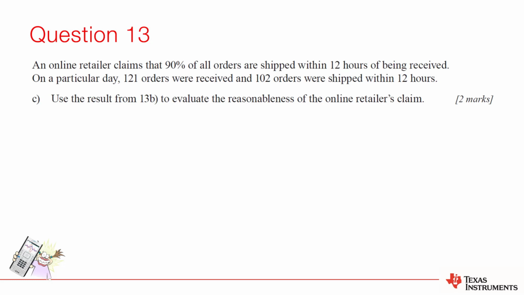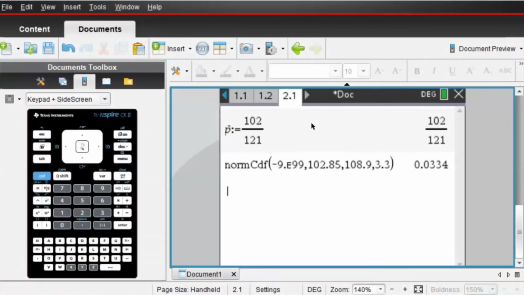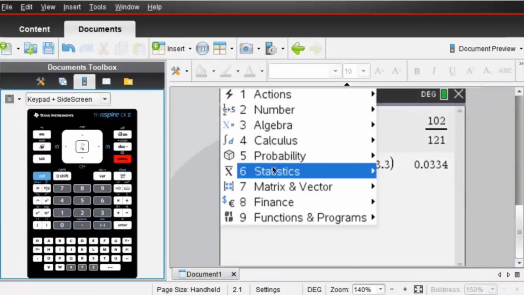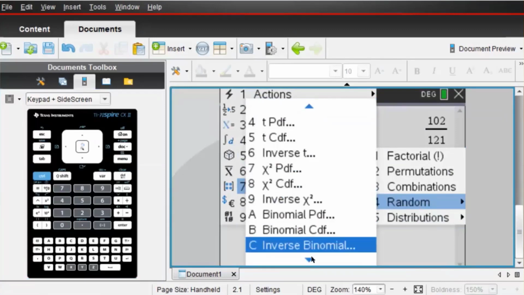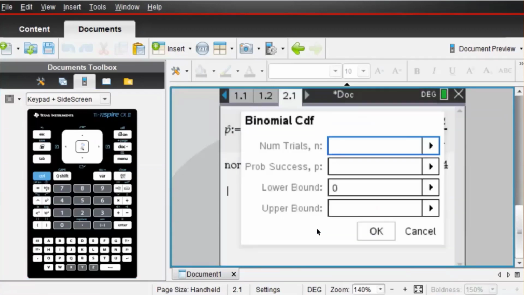So in part B, we used a normal distribution. Can we use a binomial distribution? Yes, let's try a binomial distribution as well. So let's try it using binomial. Menu, probability, distributions. This time I'm going to use a binomial CDF.